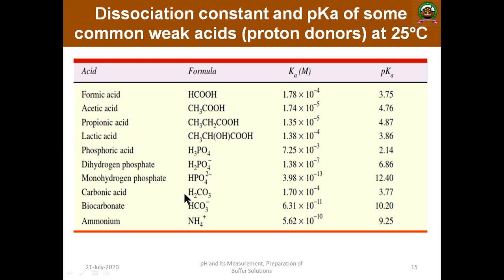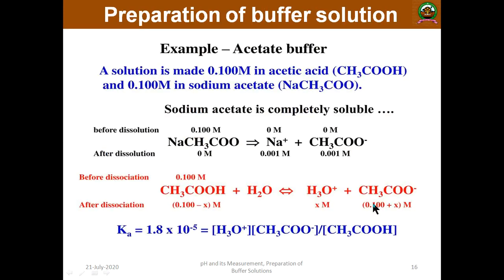Similarly, you have so many examples. Carbonic acid, H2CO3, 1.70 into 10 raised to minus 4 and the pKa value is 3.77. This is simply applying the formula.